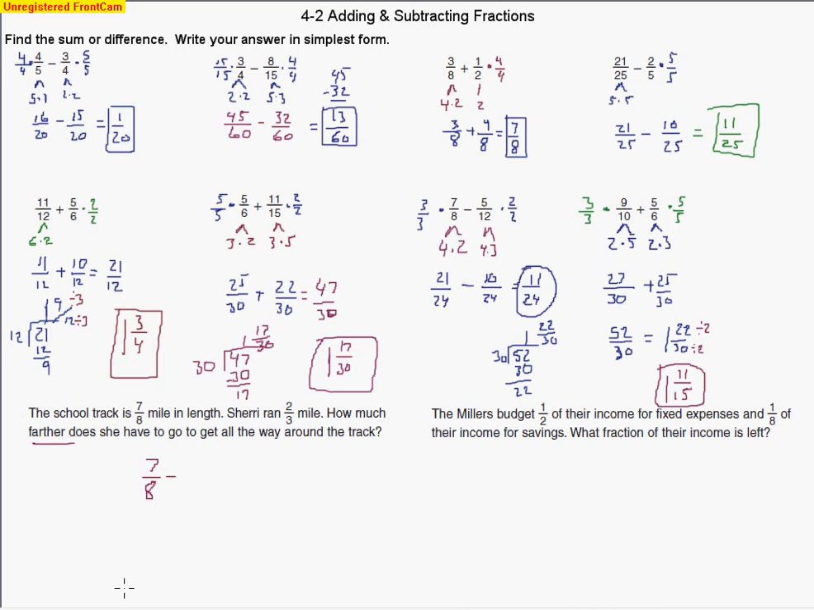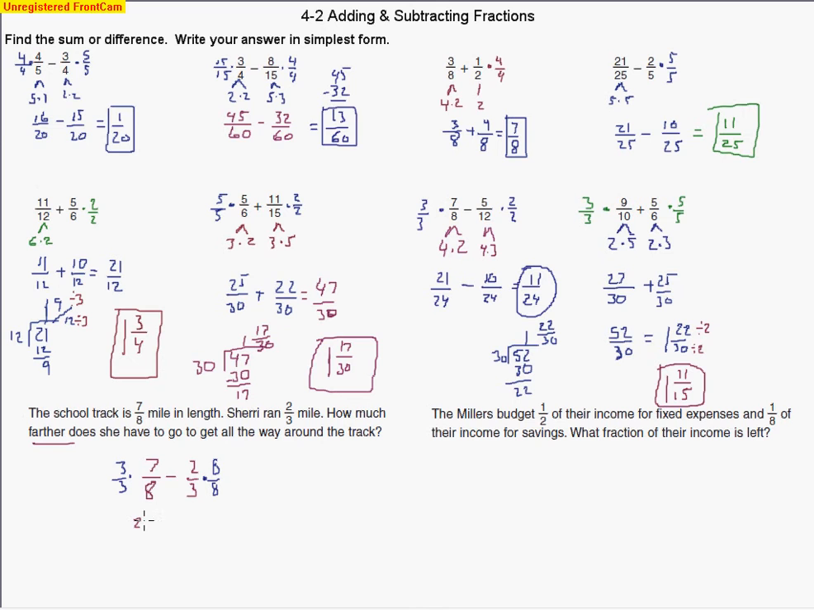We need to take away. So if we take away the 2/3 from the 7/8, we'll be able to find out how much further she has to go. So we need to come up with that common denominator. 3 and 8 have no common factors, so let's multiply by the other's denominator. So we go ahead and do that work.